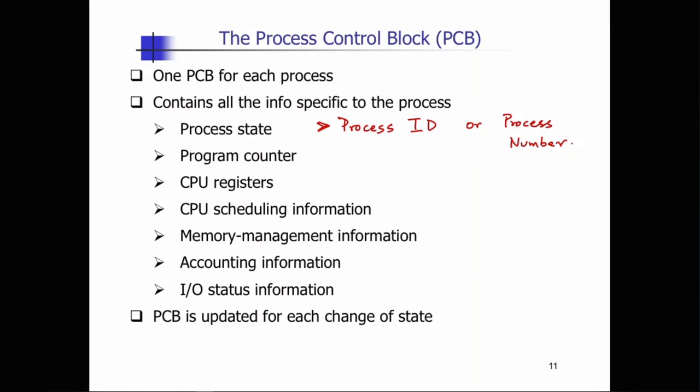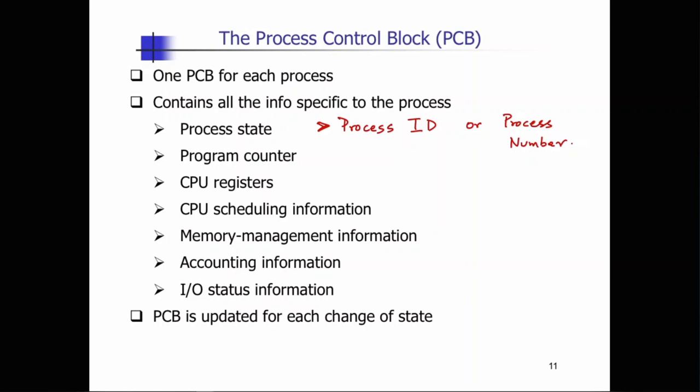Then the next thing in the process control block is the program counter, which is essentially the address of the next instruction that is going to be executed in that particular process. Then you have the CPU registers. This could be stack pointers. This could be general purpose registers that the process is currently using. After that, the process control block also has CPU scheduling information. So for example, the process priority goes into this CPU scheduling information. Then there is information on memory management. So this includes the value of the base and limit registers that we saw in the previous lectures.